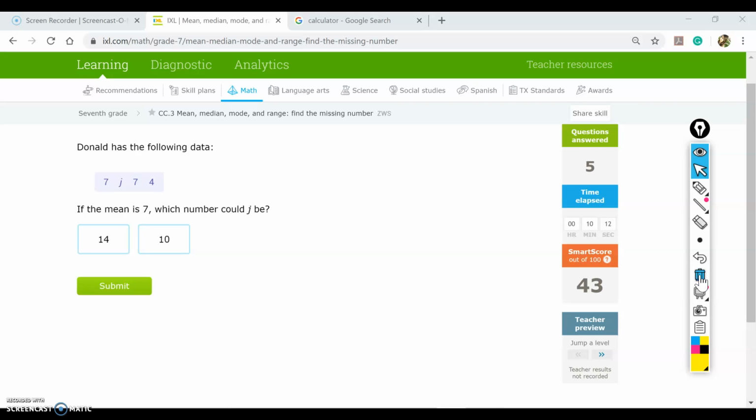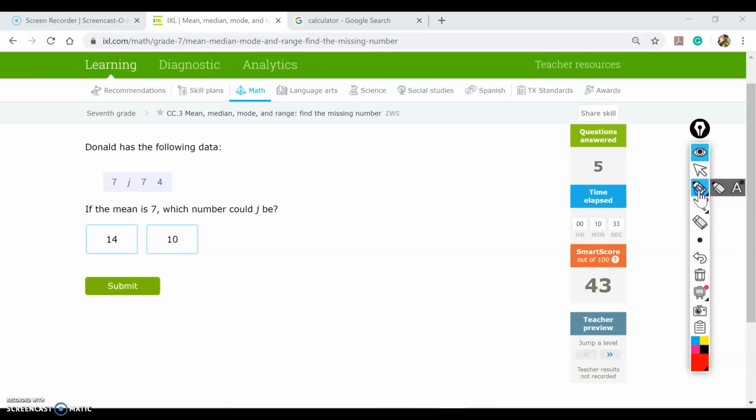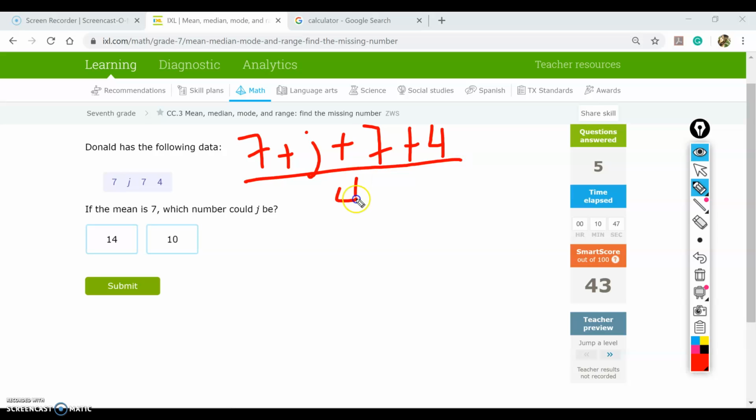Now let's do this question. I'm just going to do 2 more questions. So next question. Donna has the following data: 7, J, 7, and 4. If the mean is 7, which number could J be? This is similar to the problem we just did. So if the mean is 7, that means I need to add them all and divide by the number of numbers I'm adding, which in this case is 4. So 7 plus J plus 7 plus 4 divided by 4 is equal to 7.